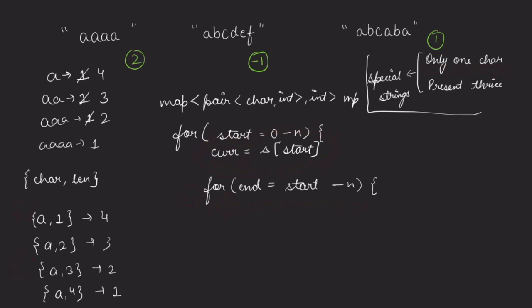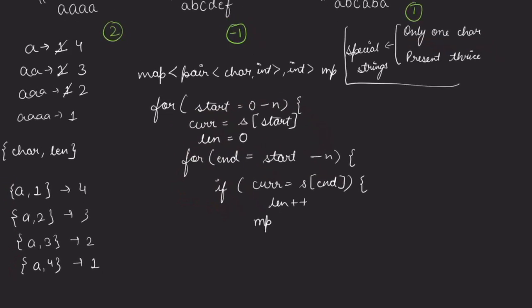So since we want to store length also, so we will create another variable length whose value we can keep as 0. We are keeping this 0 and we are starting end from start, not start plus 1, right? So inside this we can check that if our current is equals to the end index in S, then in that case we will increase our length by 1, right?